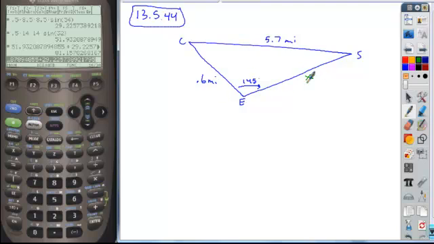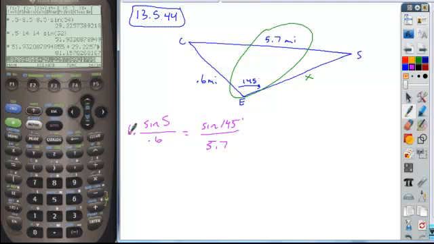So if we set up our known ratio here, what we need to find first is this angle S. Once we find that angle, we'll know angle C, and then we can find this last piece of information, X. Okay, so when we set this up using law of sines, we do have to find S first. So the sine of S over 0.6 is equal to our known ratio, the sine of 145 over 5.7.